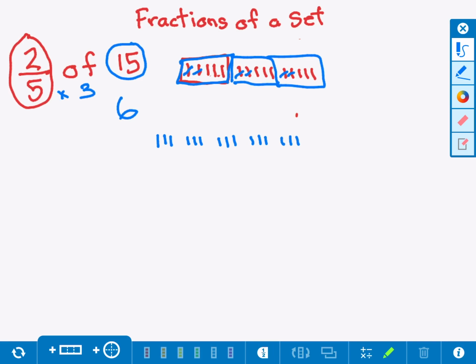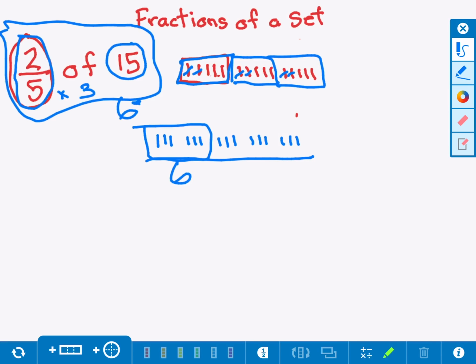And out of those groups, I have 2 out of the 5 groups. So these are my 5 groups here. Well, I've got 2 out of the 5. They ate 2 out of the 5 groups, which would be 6. Same answer as here. So they can do it either way. Draw this out to represent what this fraction of a set is.